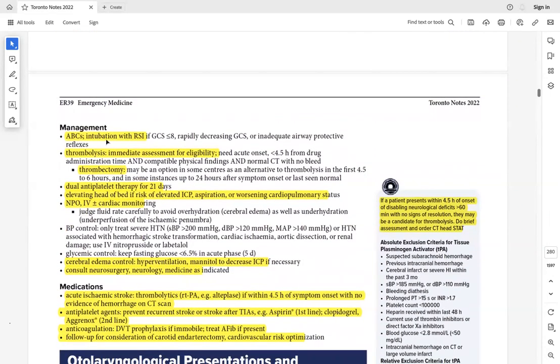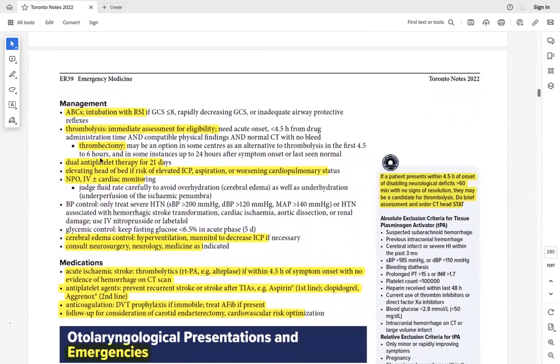Management in a stroke patient. If the patient has stroke, after ABC, they want to know that you are putting the patient on NPO. Okay. After ABC, we have to do NPO, because there can be a risk of aspiration. So never give anything to the patient. Always keep the patient on NPO and then start the patient on thrombolysis.